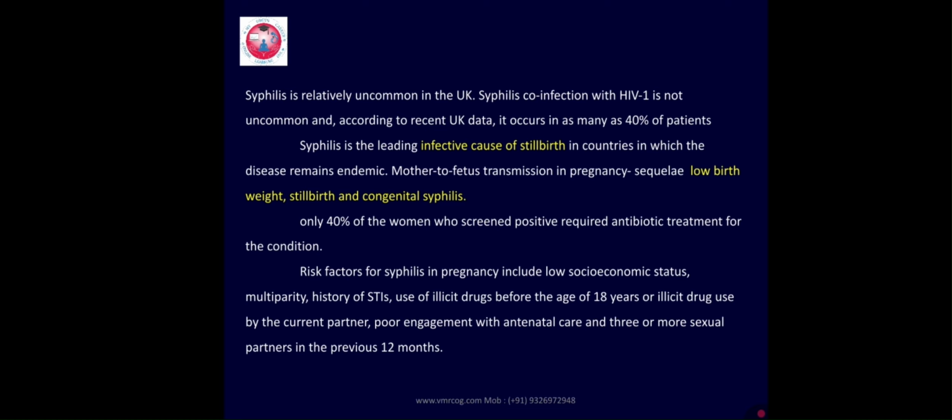So what are the risk factors associated with this infection? The risk factors for syphilis in pregnancy include low socioeconomic status, multiparity, history of sexually transmitted infections, use of illicit drugs before the age of 18 years, illicit drug use by the current partner, poor engagement with antenatal care, and 3 or more sexual partners in the previous 12 months. So if your scenario mentions such risk factors, just think of syphilis as one of the differential diagnoses. Okay.